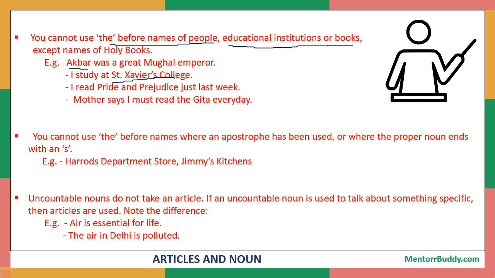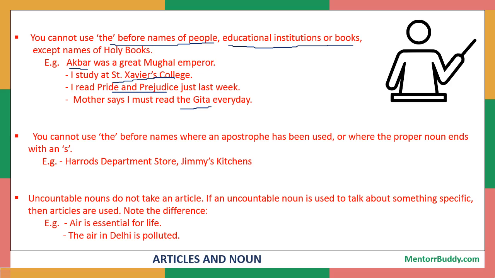I read Pride and Prejudice. This is the name of a book. So when we say I read Pride and Prejudice, we are not going to make use of the here. But Mother says I must read the Gita every day. So here it's a religious book, so we are going to make use of the over here.